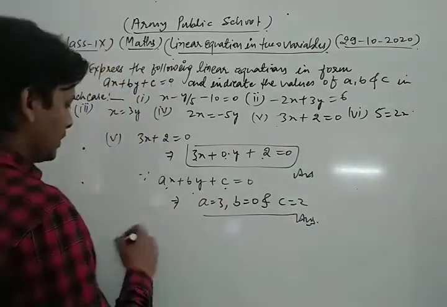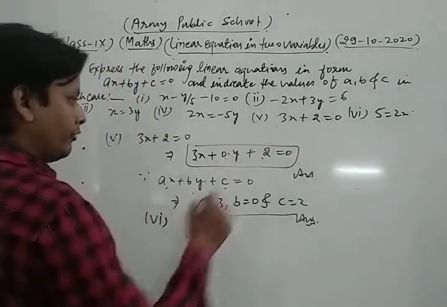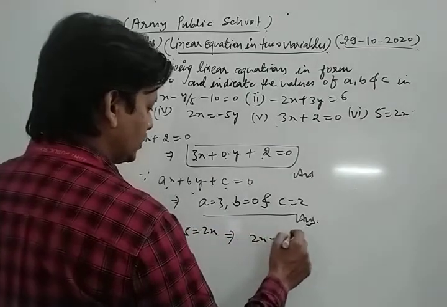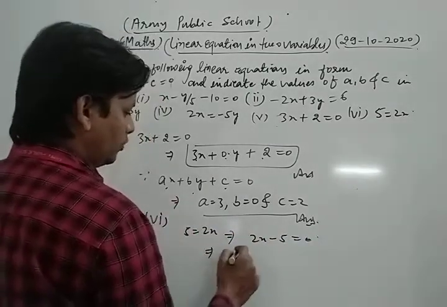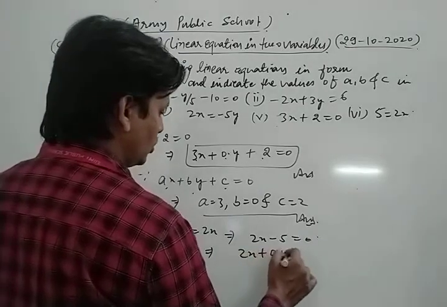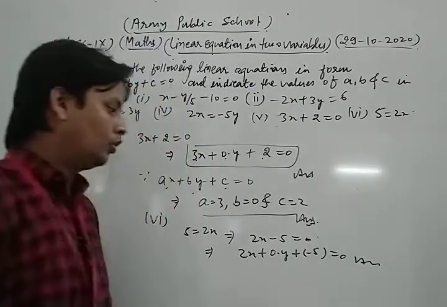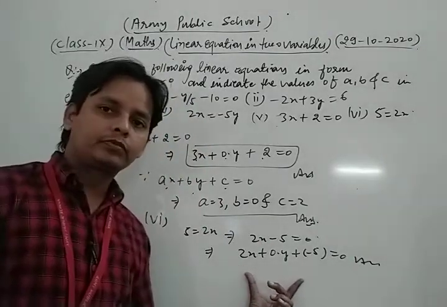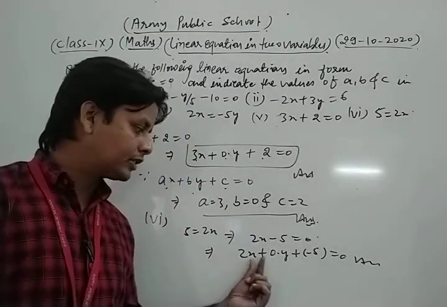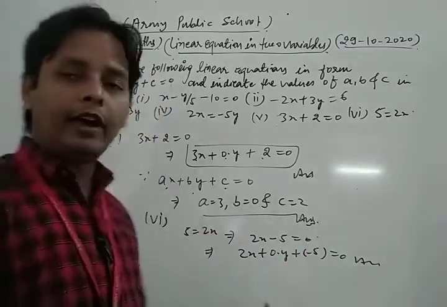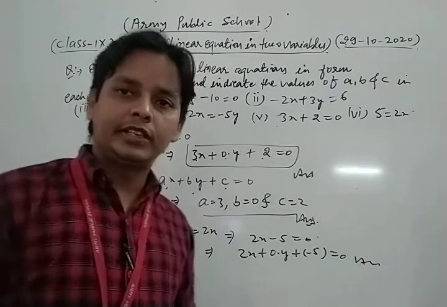Similarly, we take the last part of this question, which is what? 5 is equal to 2x. Therefore, we can write 2x minus 5 is equal to 0. Also, we write 2x plus 0 into y plus minus 5 is equal to 0. This is another answer. Now, we write the given equation in the form of ax plus by plus c is equal to 0.